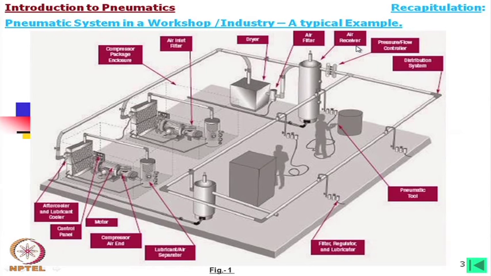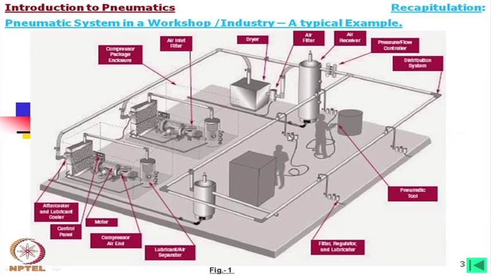Then the pressure flow controller is there, and usually you will find at each and every point the filter, regulator and lubricator, called FRL for short. The three elements you will find: one is the lubricator, one is the filter and another is the regulator.